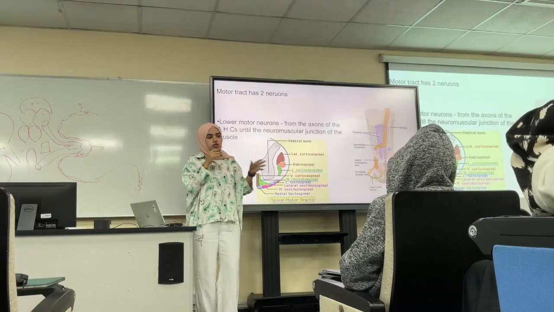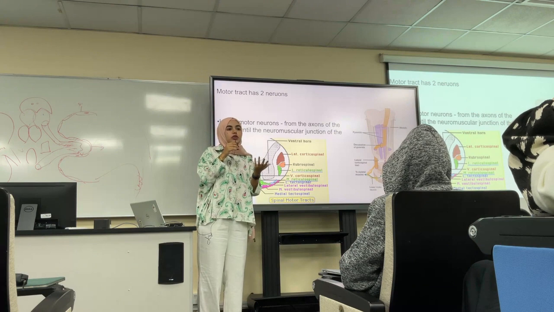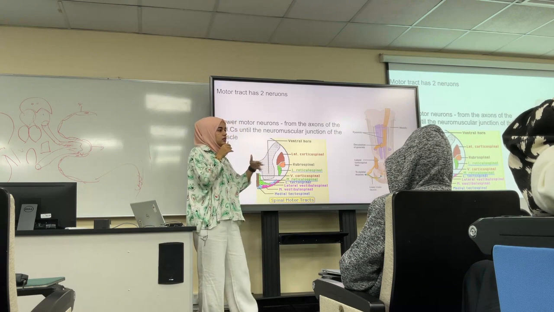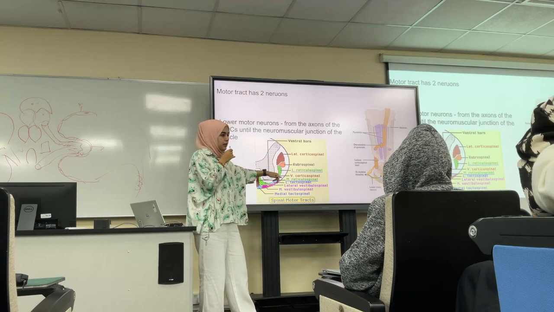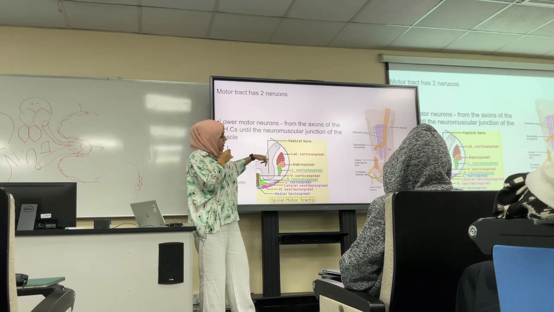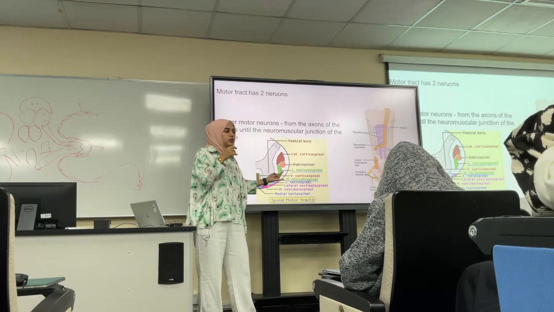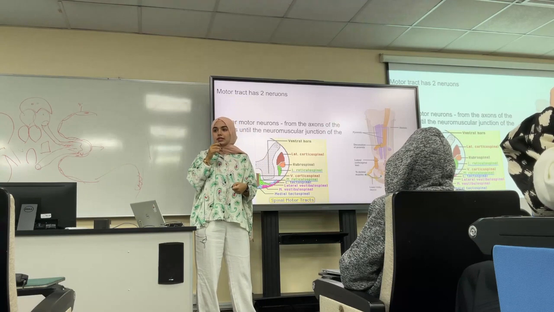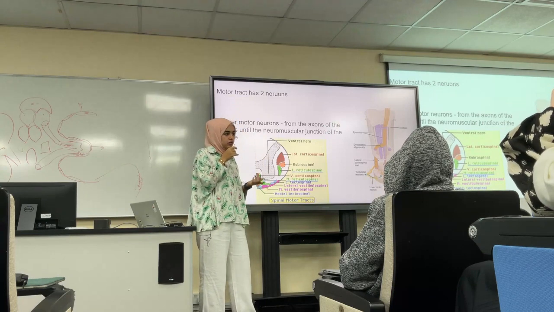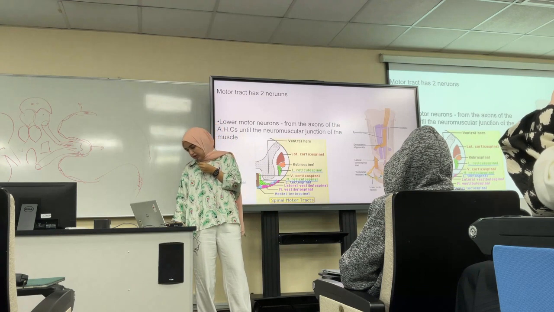Now the lower motor tract is going to differ based on which neuron we are sending. As you can see in the upcoming slides, we have different nuclei in our brain. The lower motor tract starts from a different place depending on what type of movement this neuron is carrying. Is it going to carry a voluntary movement? Is it going to carry an involuntary movement? So we are just familiarizing ourselves with this vocabulary.